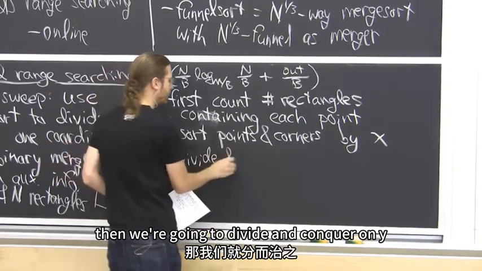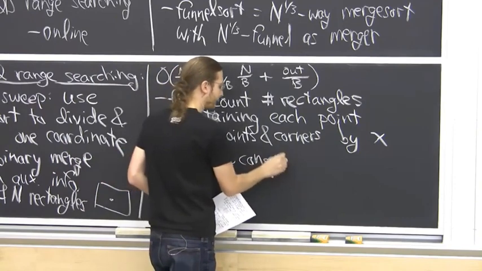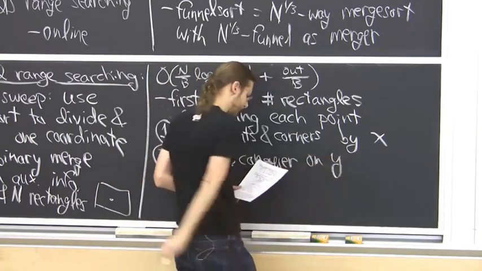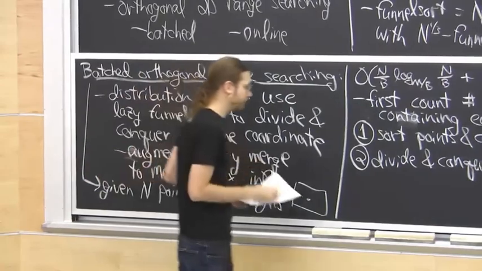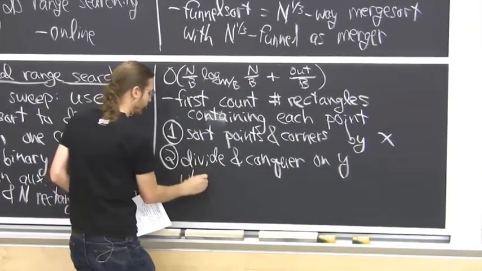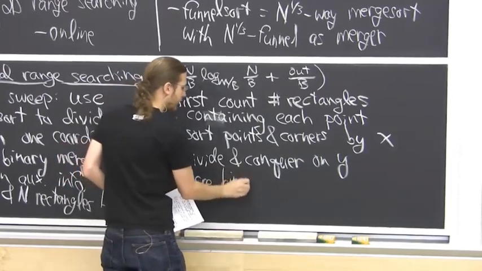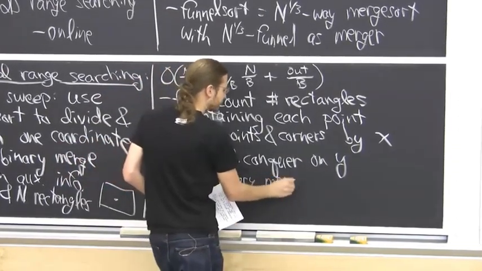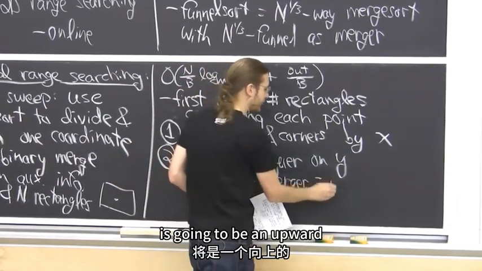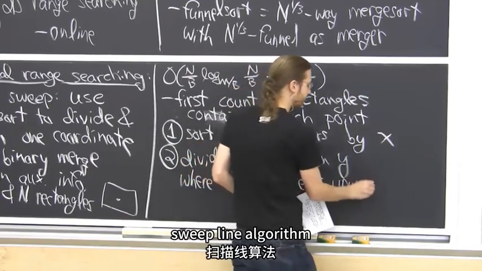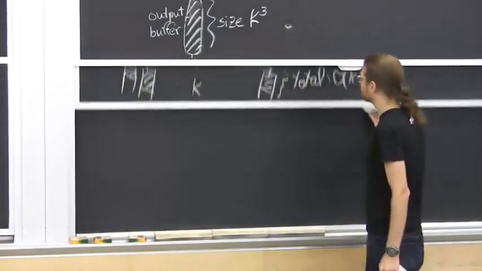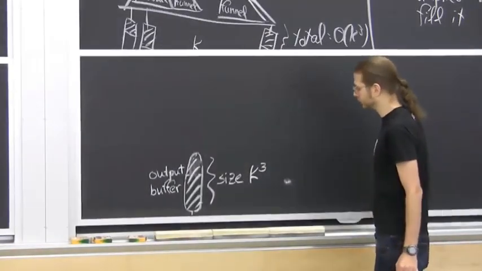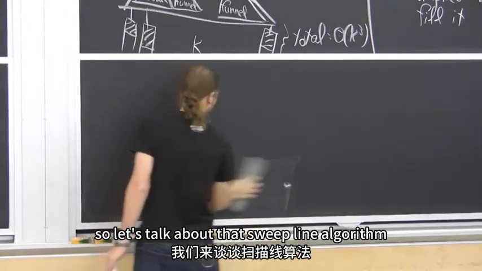divide and conquer on y via distribution sweep. And here, our binary merger is going to be an upward sweep line algorithm. So let's talk about that sweep line algorithm.